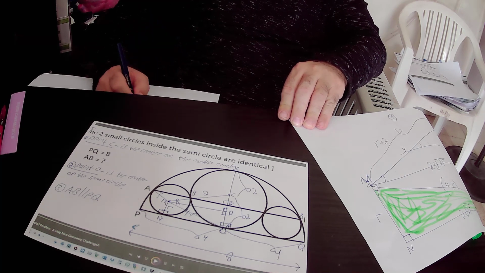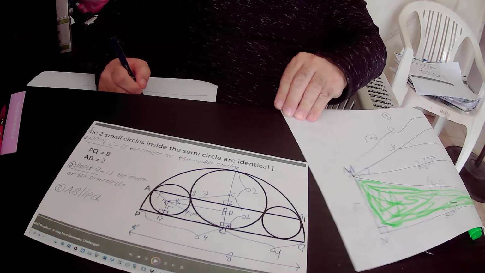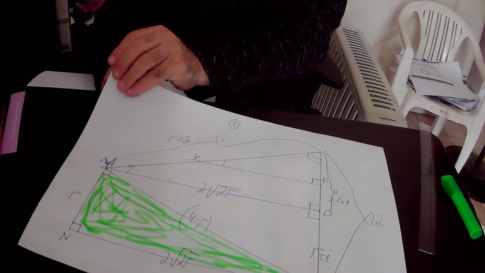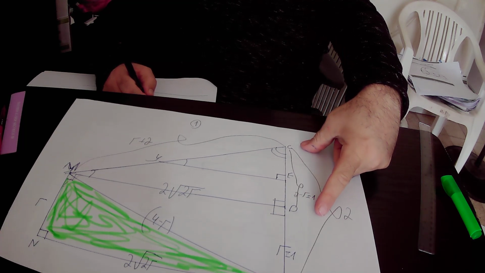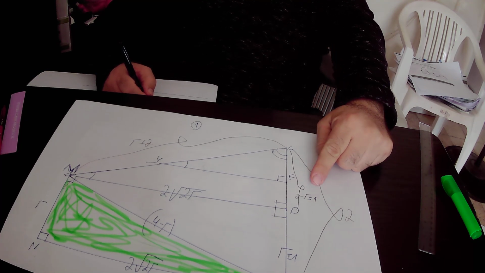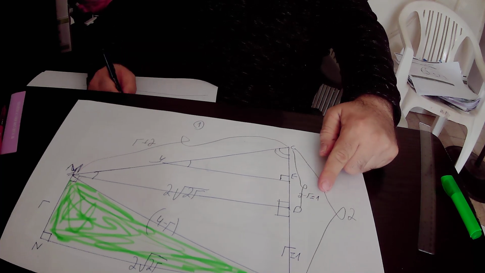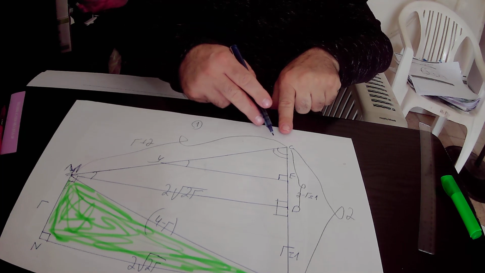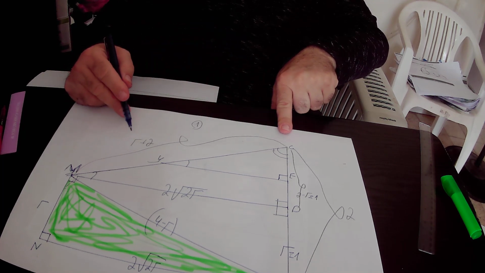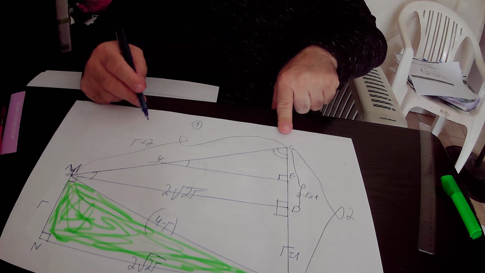And all equals CD. What is the value of CD? As you can see here, the value of CD is actually 1 unit. CD equals 1 unit over CM. The value of CM is R plus 2.